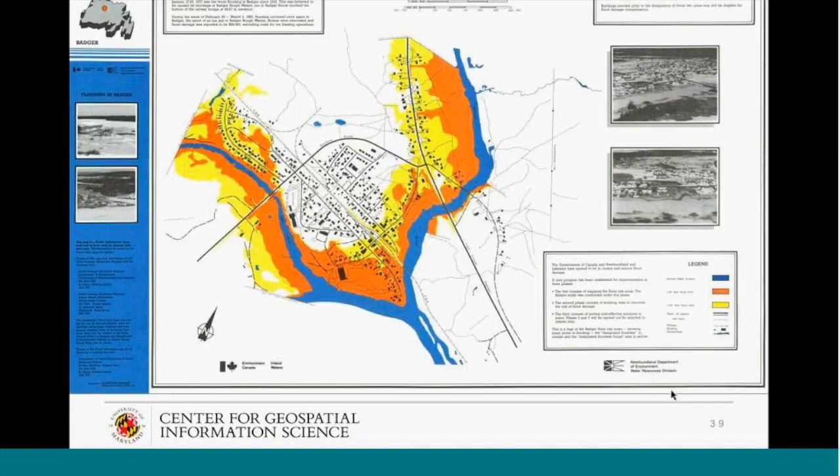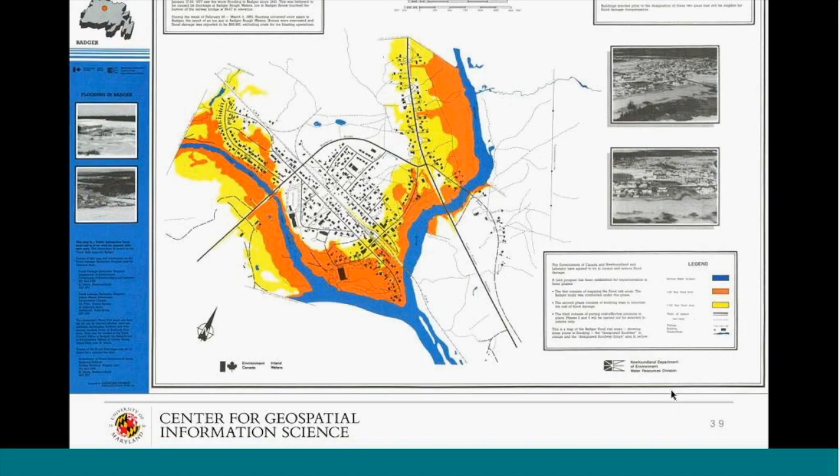Here's a pretty classic GIS product. There's actually a very robust flood mapping infrastructure in the U.S., or floodplain mapping infrastructure in the U.S. This is actually a Canadian map showing, it's really hard to see. I can't even read the legend, so sorry about that. But the basic idea is this is showing flood risk.